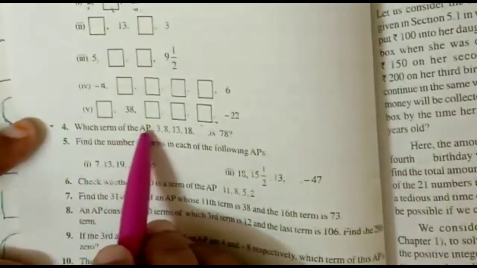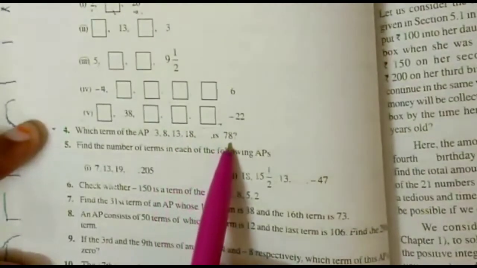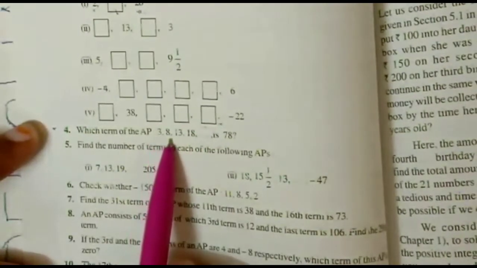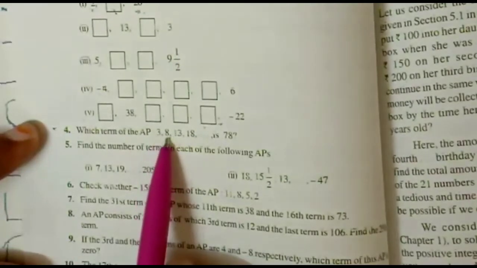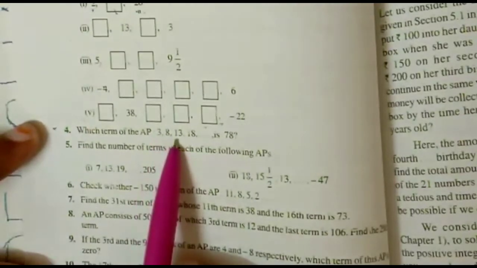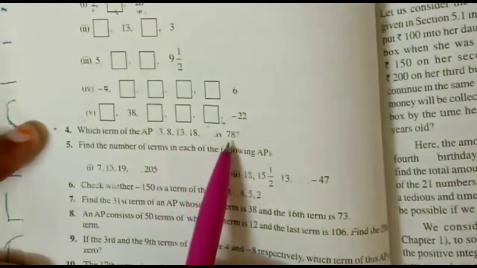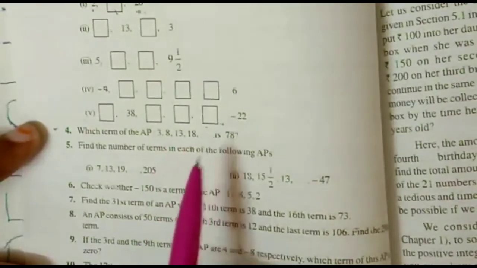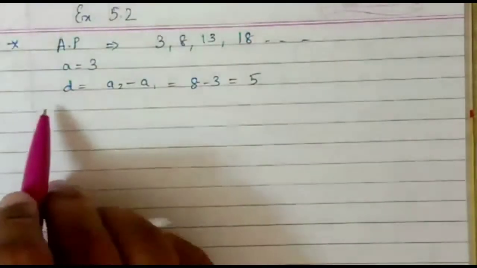Which term of the given AP 3, 8, 13, 18 is 78? This is the given AP 3, 8. You can see the first term is 3 and the common difference is 8 minus 3, that is equal to 5. You can also subtract and check: 13 minus 8 is also 5. So we need to find out which term is 78. Let us write the data up to this. So I have written the data.